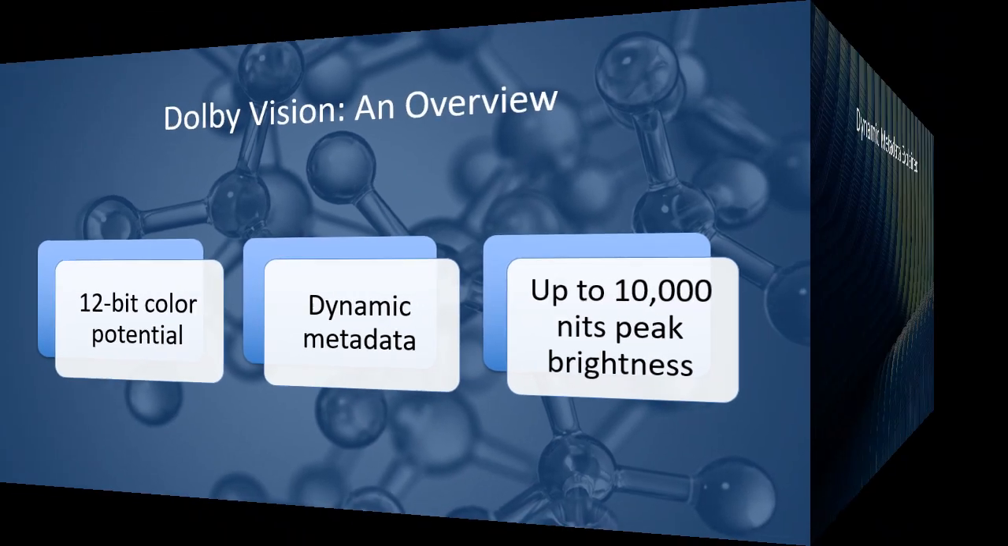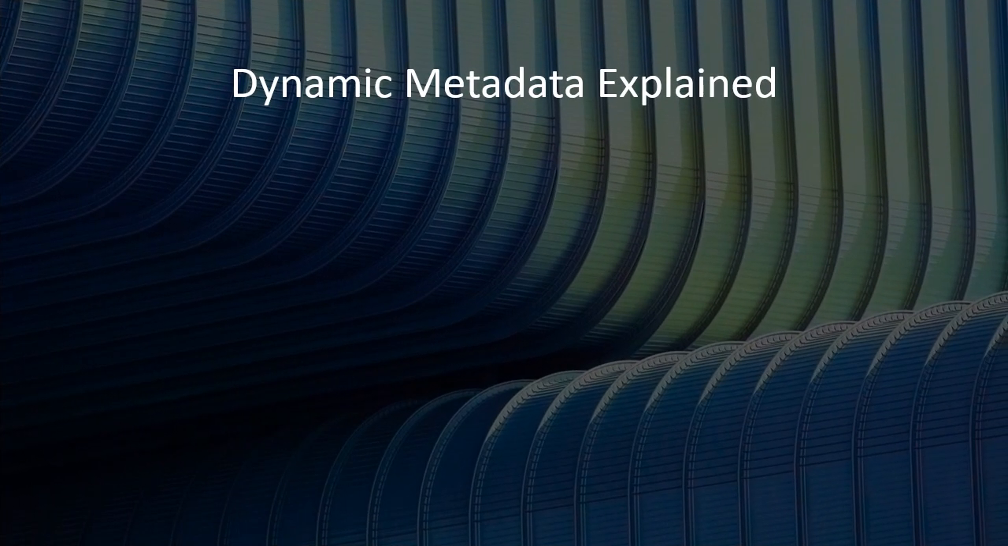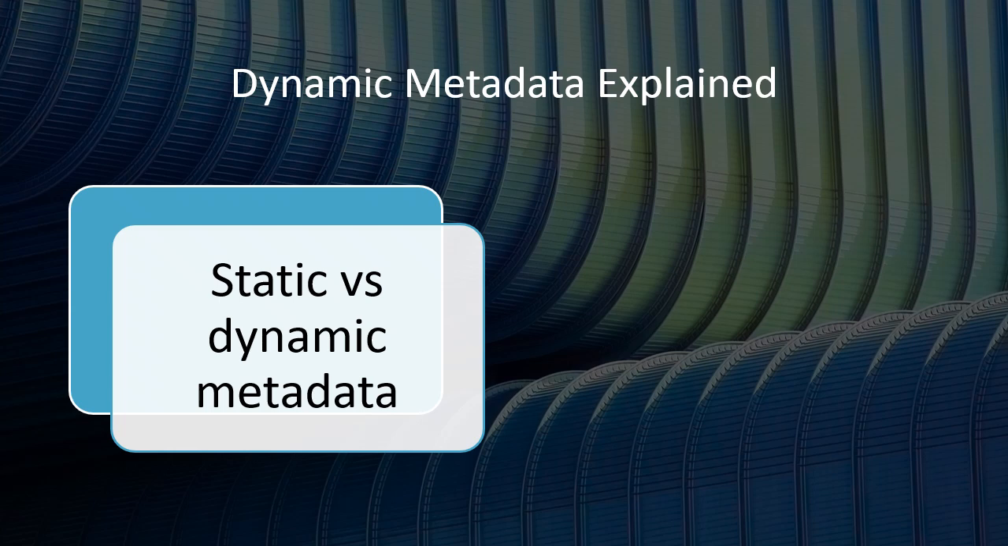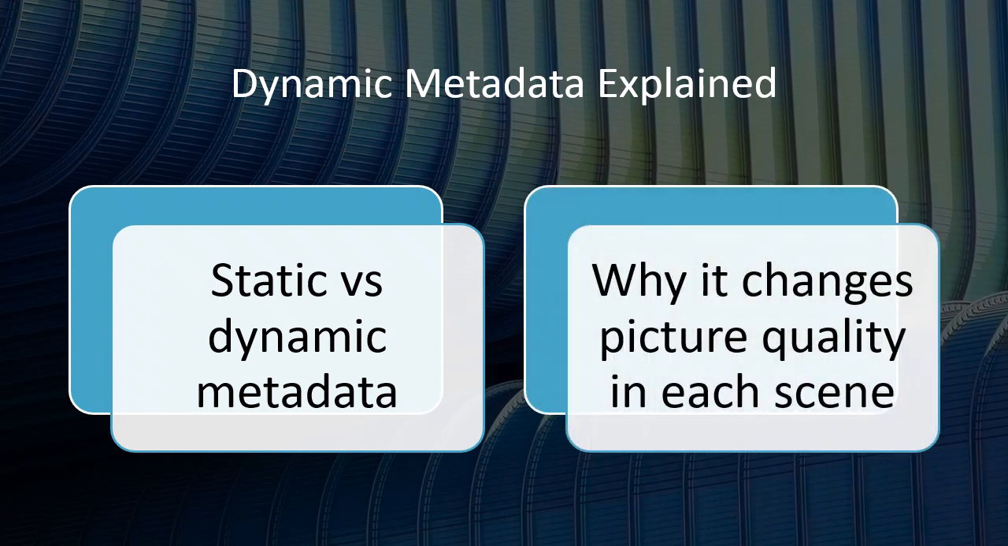Dynamic metadata explained. Dynamic metadata is the key differentiator between basic HDR formats and advanced ones. It allows each scene, or even each frame, to be adjusted for optimal brightness and color. This means dark scenes look clearer without blowing out highlights, and bright scenes remain vivid without losing detail.